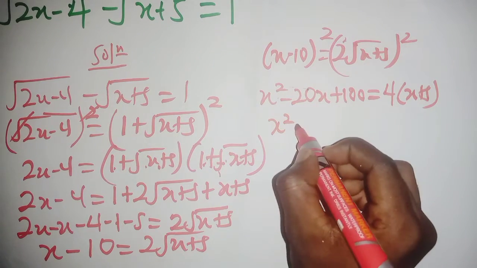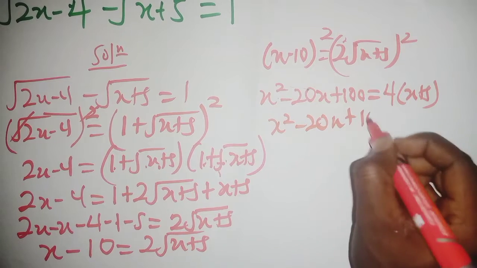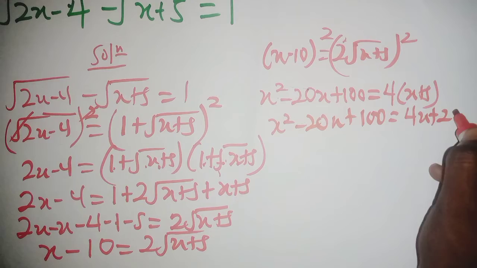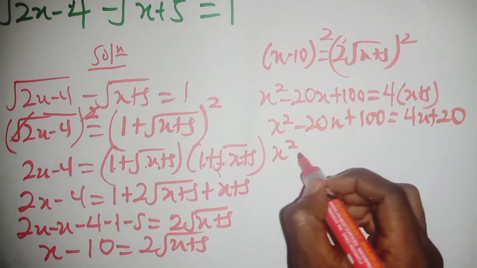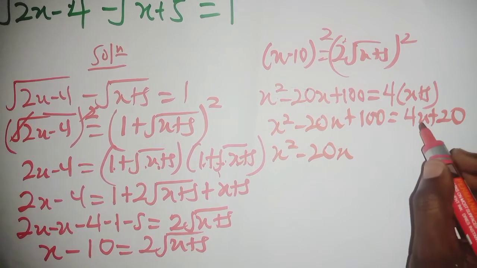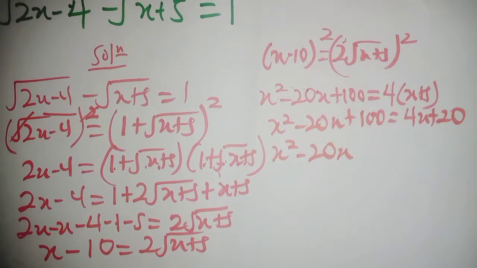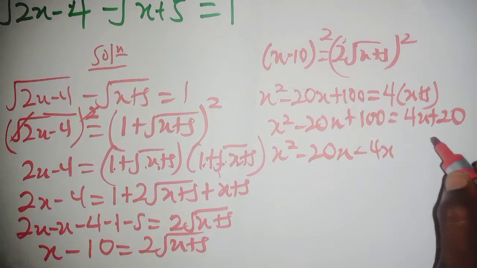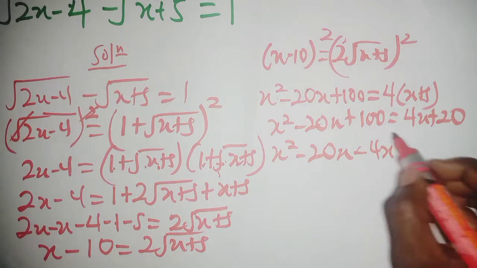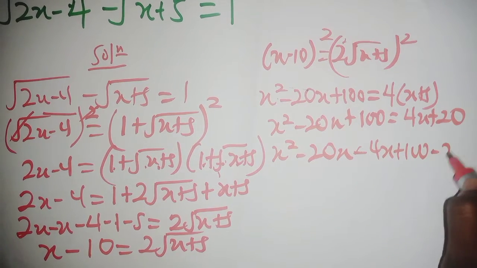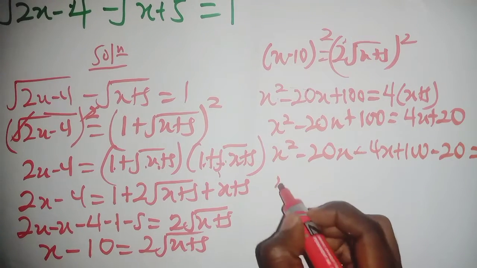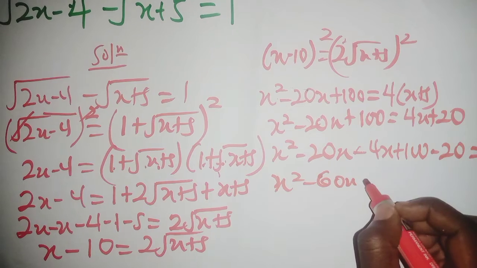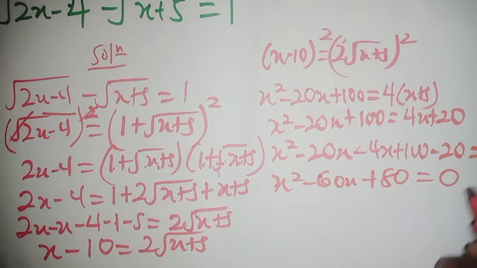Group like terms again. But first let's expand that. So expanding this, we have 4x plus 20. So grouping like terms, minus 20x. Remember we have minus 4x in this case, so it becomes minus 24x here, and then we have just 100 minus 20 here being equal to 0. So I have x squared minus 24x here, then positive 80 equal to 0.